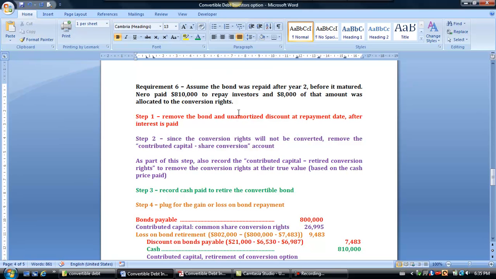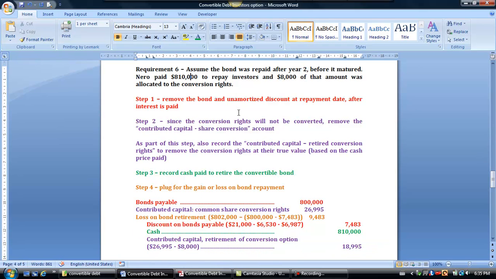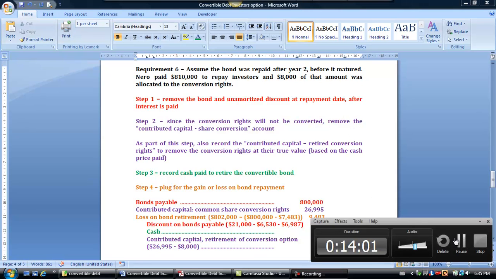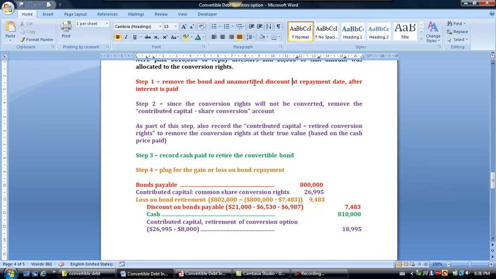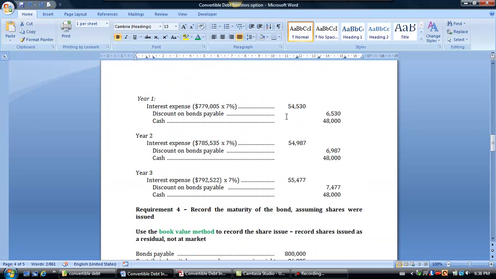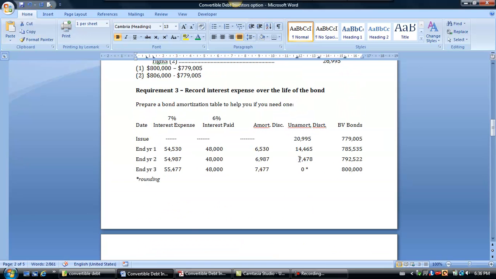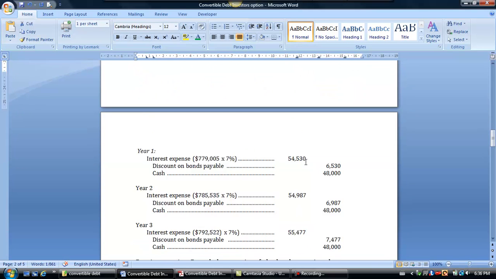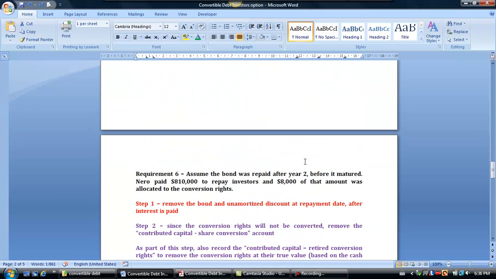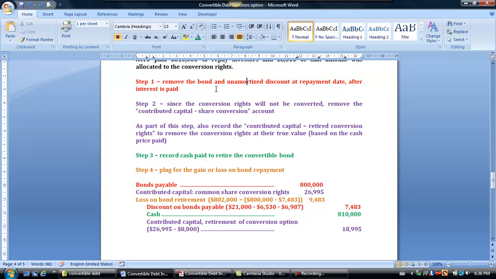They accepted the $810,000. So now what do we do? Well, the first thing you would want to do is remove the bond and any unamortized discount at the repayment date. So you want to calculate the amount of the unamortized discount. Now we did do the table earlier, so we know that at the end of year 2, we have unamortized discount of $74.78. So what we would do is remove that from our records, as well as the bond.